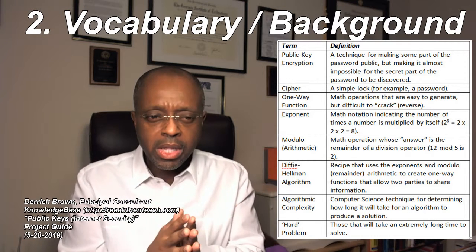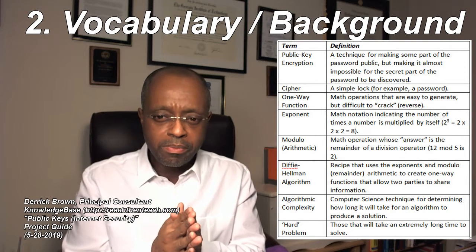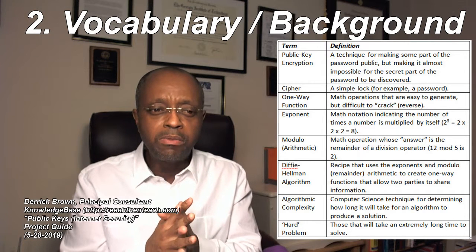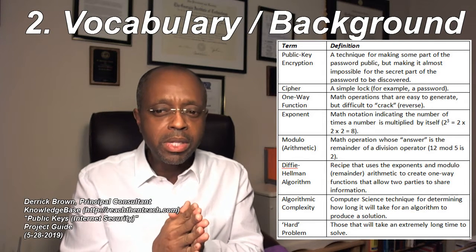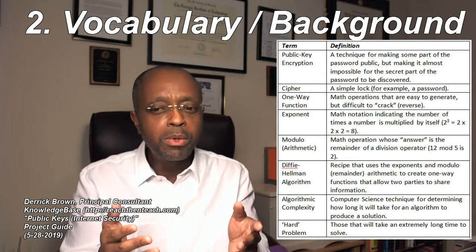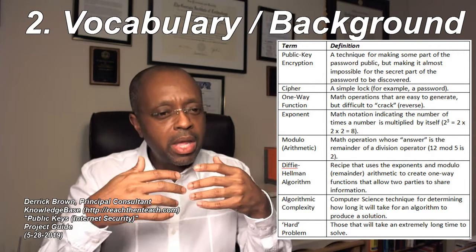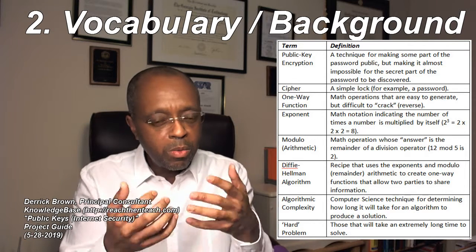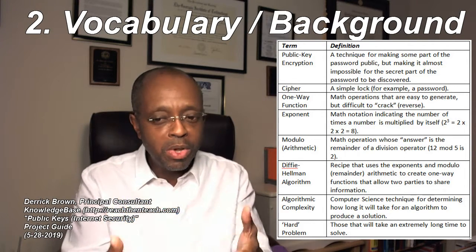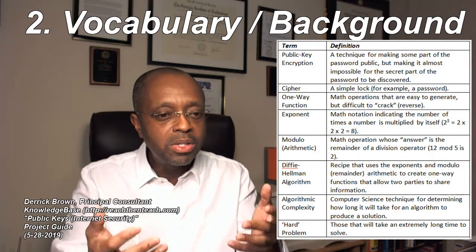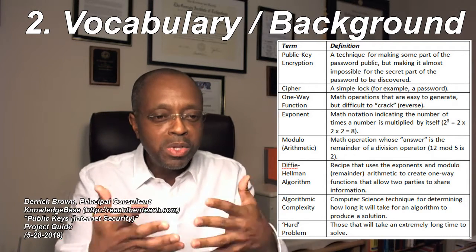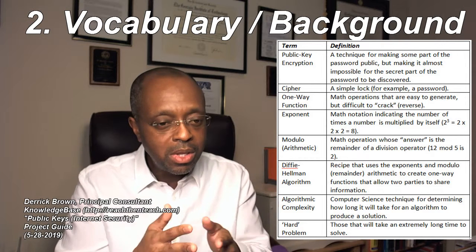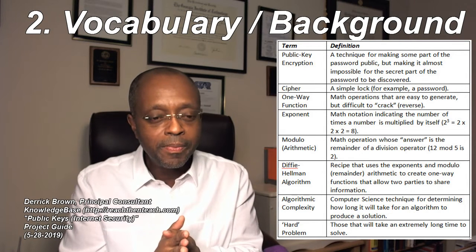The Diffie-Hellman algorithm. Diffie and Hellman are pretty important folks in the world of cryptography and internet security. They developed a recipe that uses exponents and modulo arithmetic to create one-way functions that allow two parties to share information. They're the reason that we are here having this conversation today, so big ups to Diffie and Hellman.